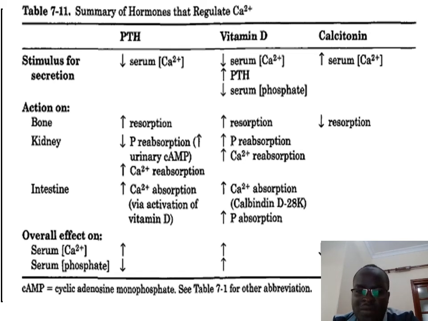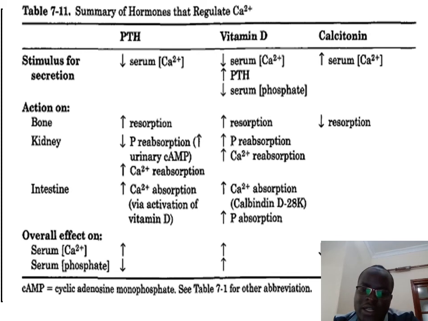Calcitonin, what is the stimulus for its secretion? It is an increase in the serum calcium levels. The action is mainly on the bone, where it is going to reduce or inhibit bone resorption. You're not mobilizing calcium or phosphates from the bones, so the overall effect is that it will decrease the serum calcium levels because calcium is not being mobilized from the bone.